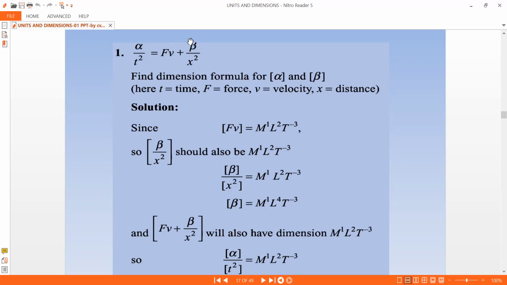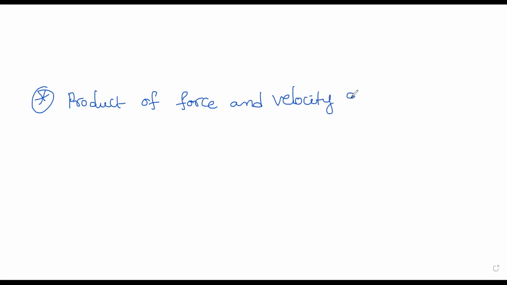I want to tell you one thing prior to this, about the product of force and velocity. This is a very good point to remember: the product of force and velocity gives power. So this is the idea I want you to remember.